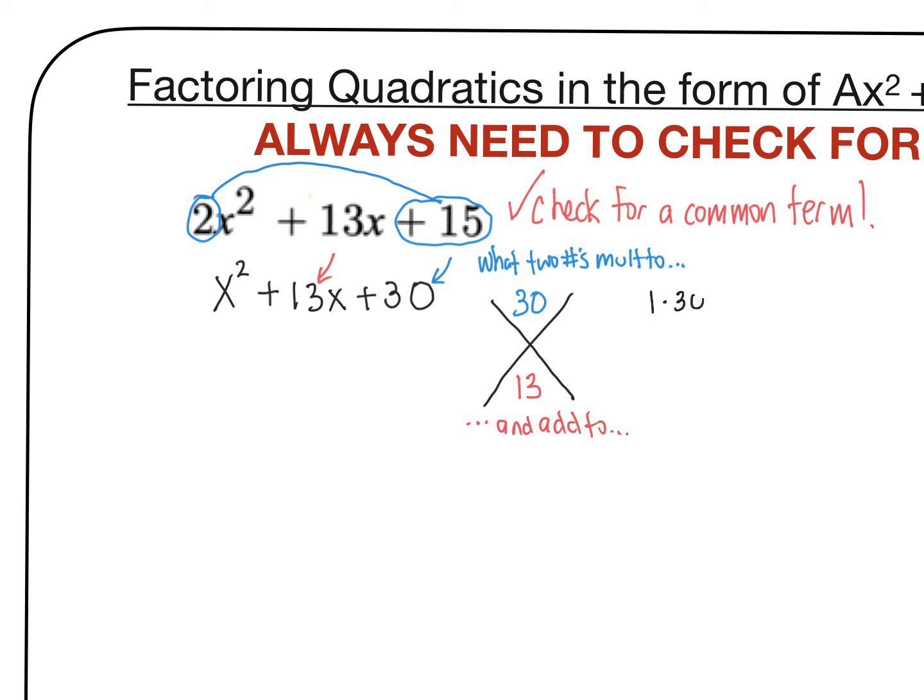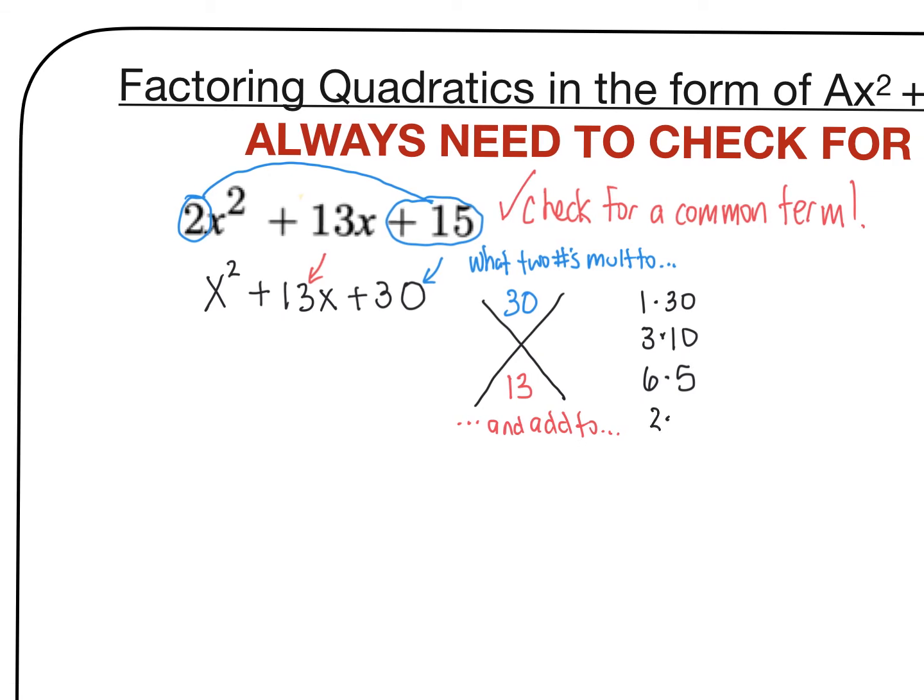We can do a little bit of what we were trained to do before. Our possibilities are 1 times 30, because 1 times 30 is 30, 3 times 10, 6 times 5, and 2 times 15. So it looks like we've got them all. From here, we can see which ones add to 13, and it would be those, because all our numbers are positive, so that's pretty straightforward. 3 times 10 is 30, and 3 plus 10 is 13. Those are our winners.